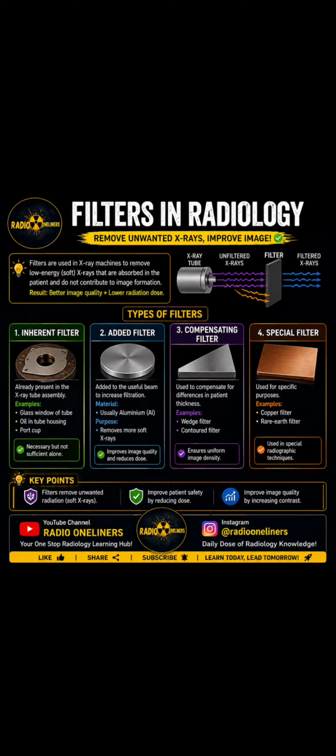We already know that the glass window and the oil, which is used for insulation purposes in the X-ray tubes, are already there. We do not add them from outside. That's why the glass window and insulating oil work as an inherent filter. In other words, these filters are like the default settings in the system. They help, but they are not enough, okay.